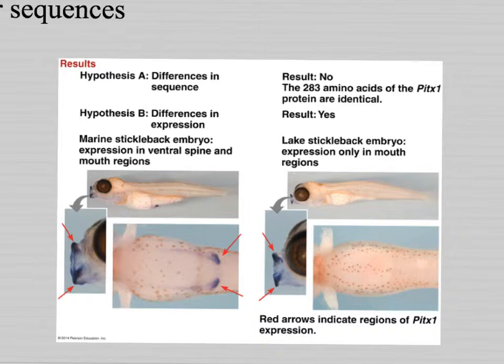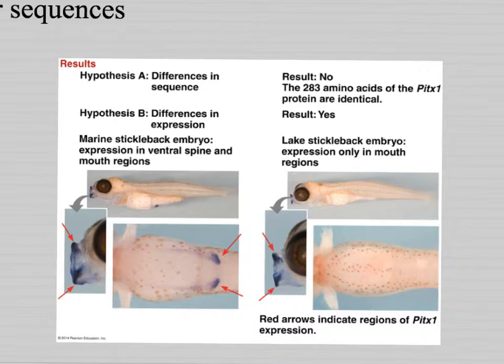and they hypothesized, was this a result of a difference in sequence, or was it a difference in the expression of the genes? So is it that we changed from ATC to AGC, or was it that they have the same sequence, but they don't have the same expression of it? So in hypothesis A, there was no result. All of the amino acids are exactly the same.